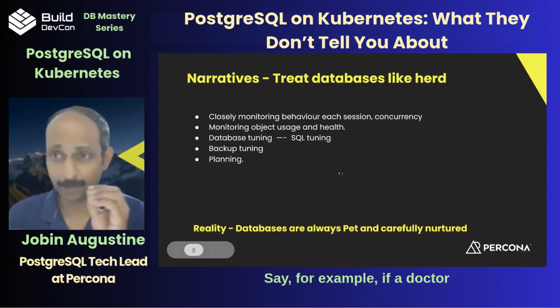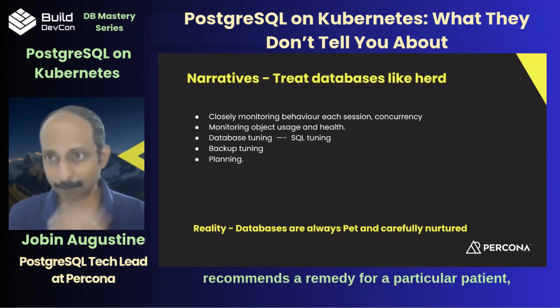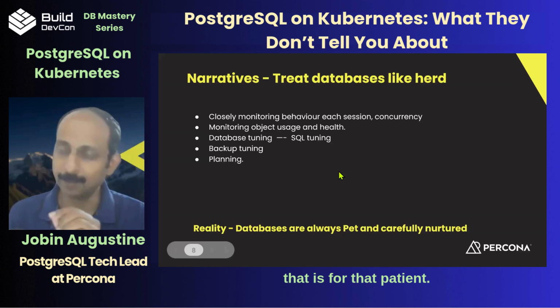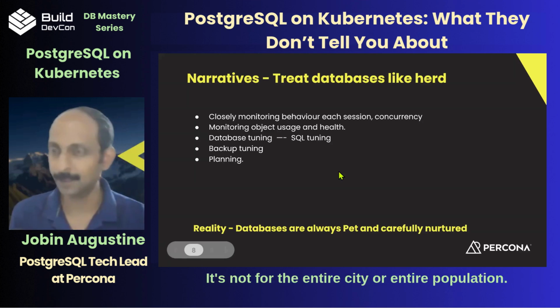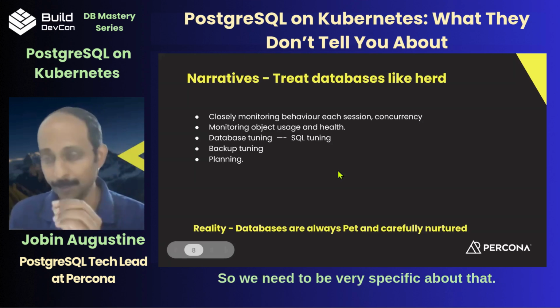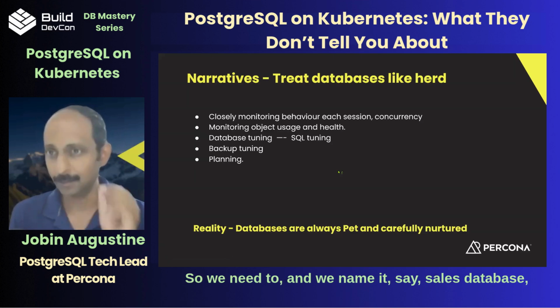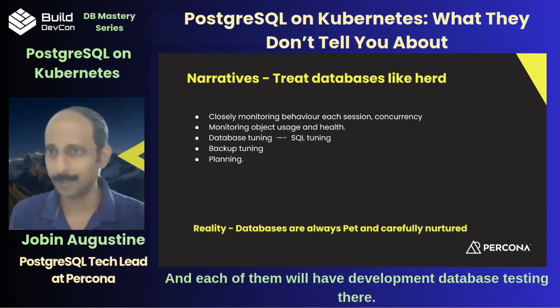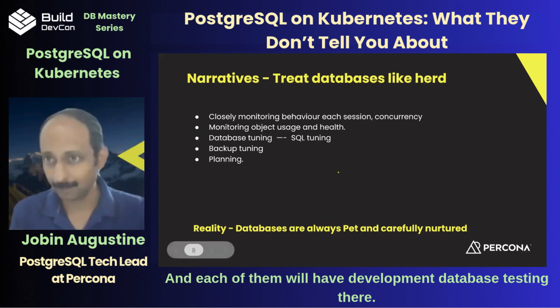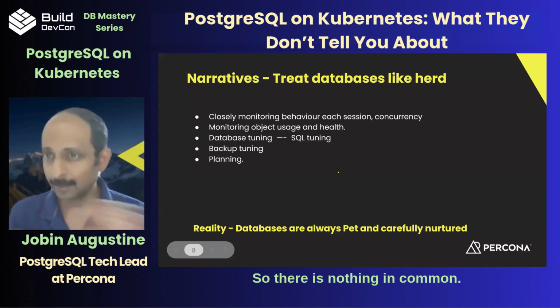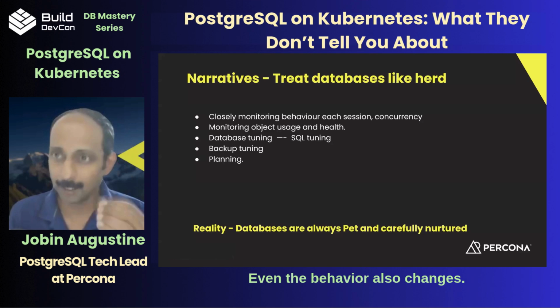Say, for example, if a doctor recommends a remedy for a particular patient, that is for that patient, it is not for the entire city or entire population. So we need to be very specific about that. Databases are always pets. We name them, say sales database, HR database. And each of them will have a development database, testing database. So there is nothing in common. Even the behavior changes.